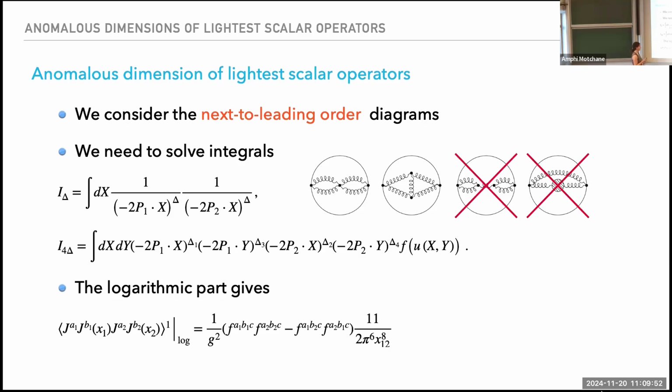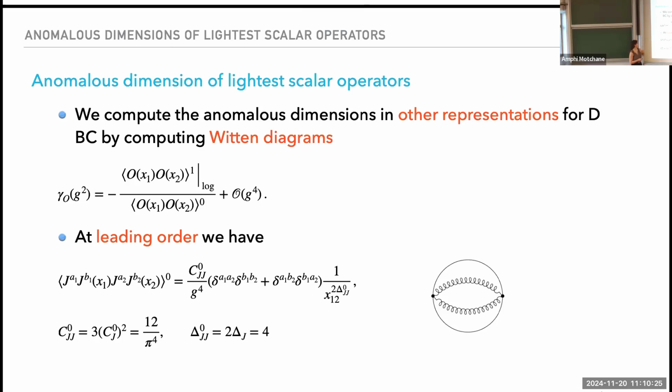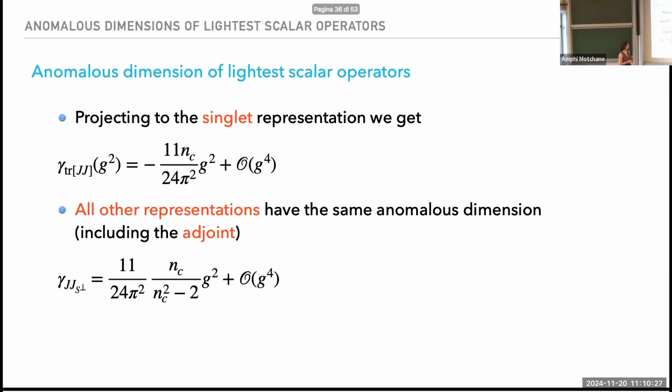The last two diagrams don't give rise to an anomalous dimension. Actually, the last one does not vanish, but it does not have an anomalous dimension because it's simply proportional to the anomalous dimension of the current, which is 0 because it's protected. And the first two diagrams were computed with the use of these integrals. From these two integrals, we can extract the logarithmic part, we plug it into this formula, and we find the anomalous dimension for the singlet operator.